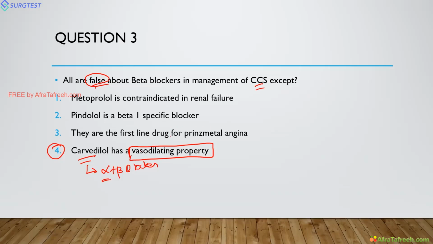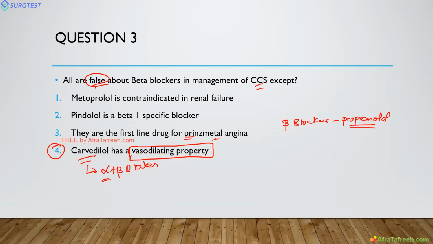Second, I have asked about the third option, that they are the first line drug in Prinzmetal angina. In Prinzmetal angina, beta blockers are contraindicated. Because if you use a non-specific beta blocker like propranolol, it causes severe vasospasm due to unopposed alpha activity. So you should not use it. For Prinzmetal angina, the first line drugs are calcium channel blockers and nitrates.